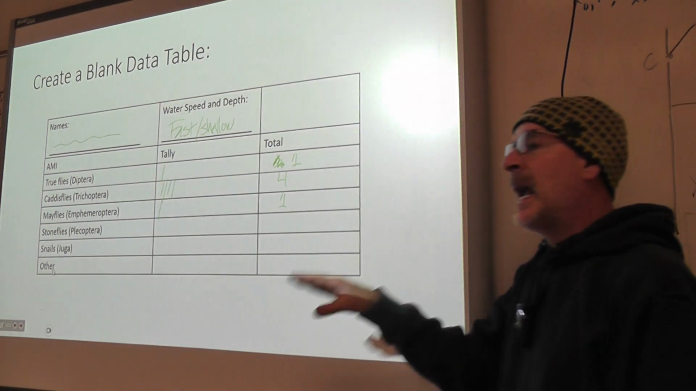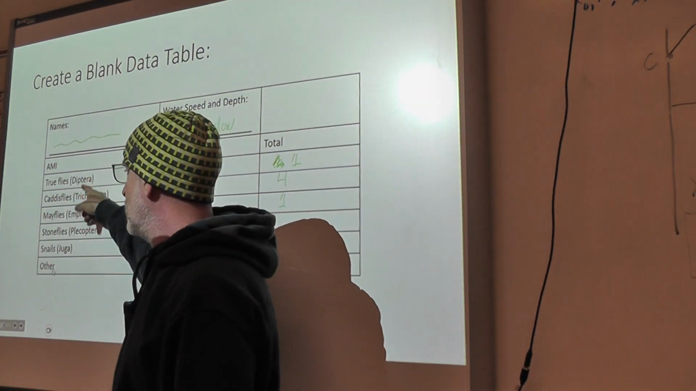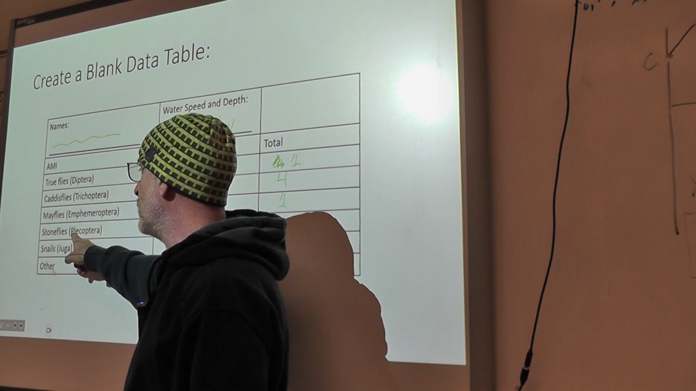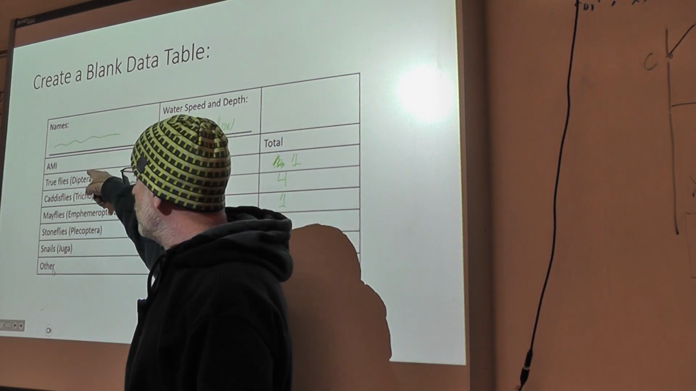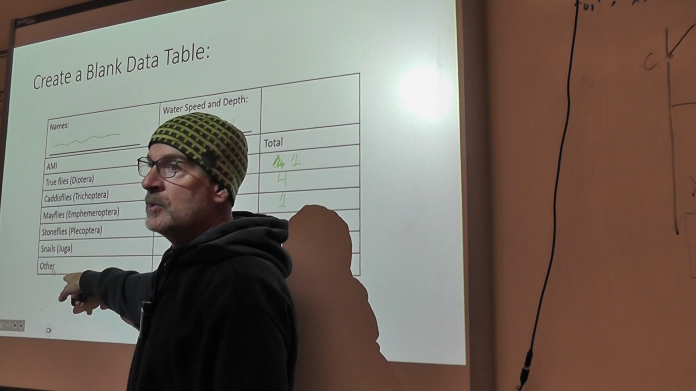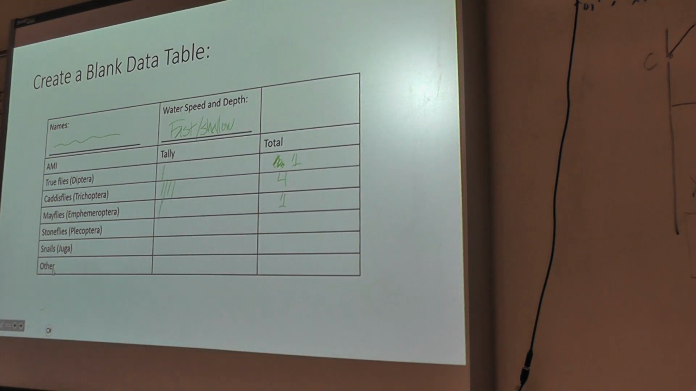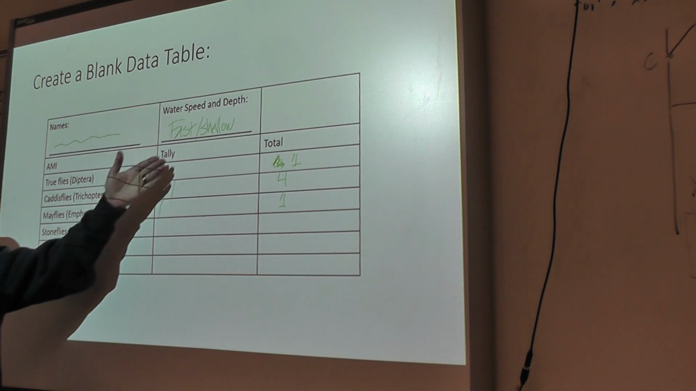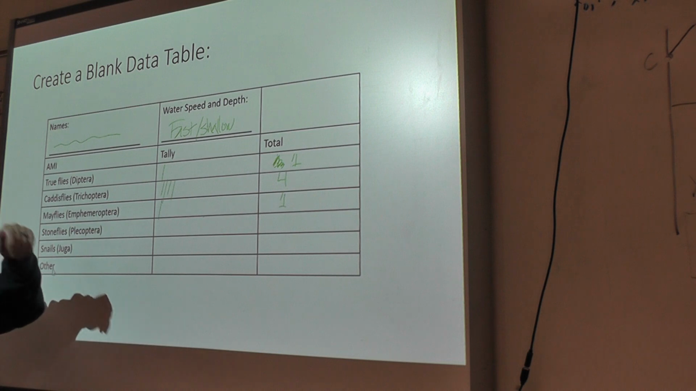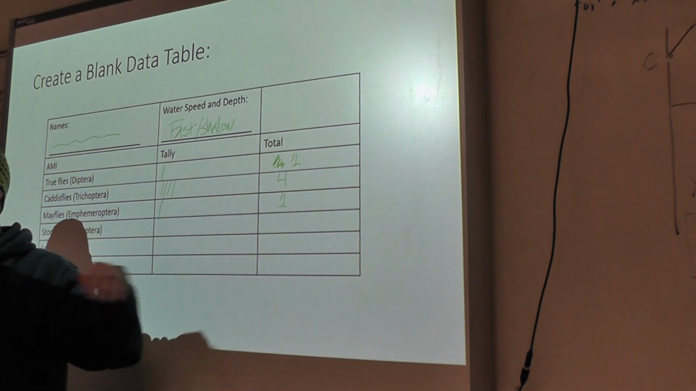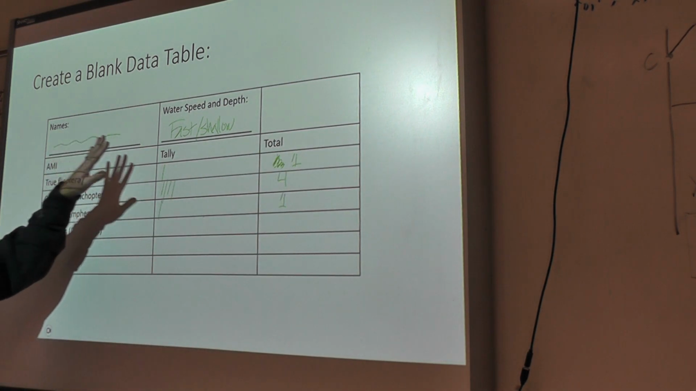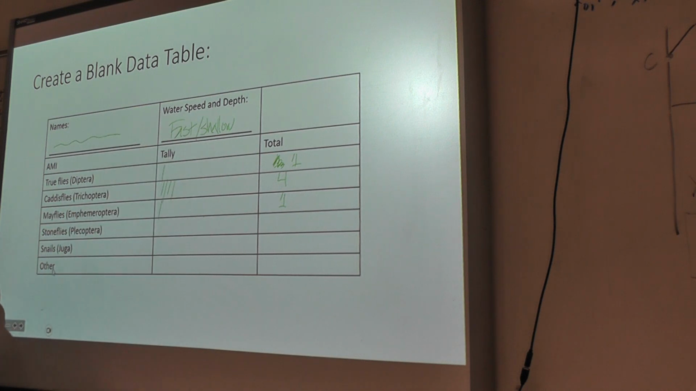And so right now, you just need the list of organisms: true flies, caddisflies, mayflies, stoneflies, snails, and other. And you don't need to put the scientific names. This is just for your records. I'm putting the scientific names because some of you are thinking of these in terms of scientific names, which is fine. But you only need one or the other of these names, and then a column for how many you see in tally form, a column for the grand total, and then someplace to write your name and the water speed and depth.